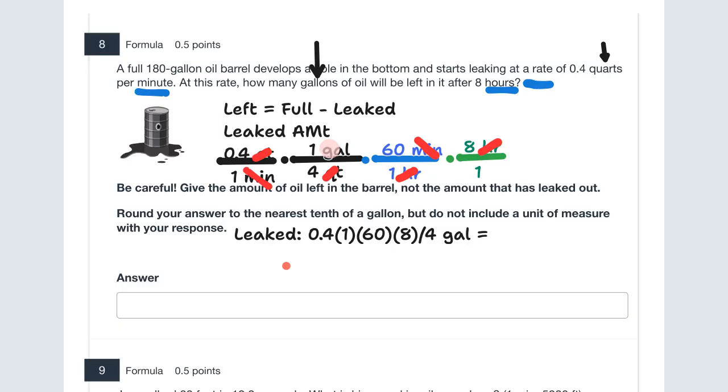So this is 0.4 times 60 times 8 divided by 4 is 48 gallons. And that means what is left in this barrel is the full 180 minus the 48, which is 132 gallons. That one's tricky. We analyze the dimensions and then do the math.